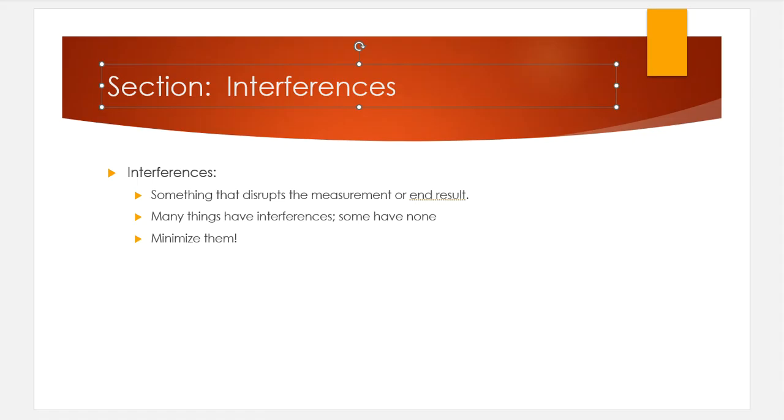So a couple of things with the methods now. First are interferences. Again, this is something that disrupts the measurement, and many things have interferences, but some actually have no interferences at all, and you won't see anything in that section, period.